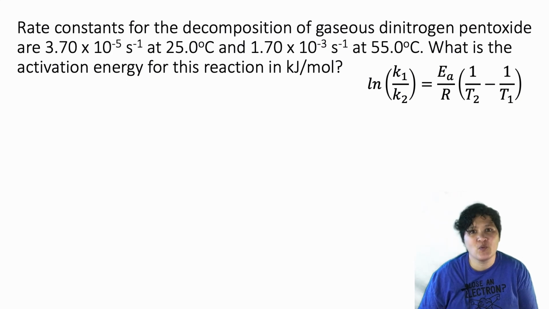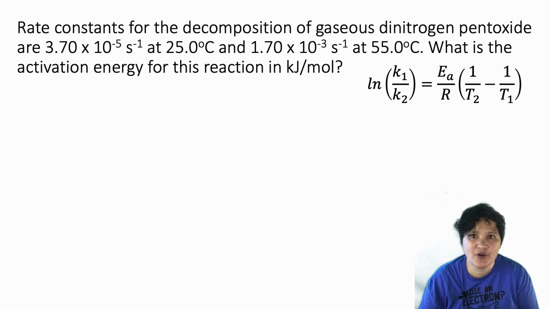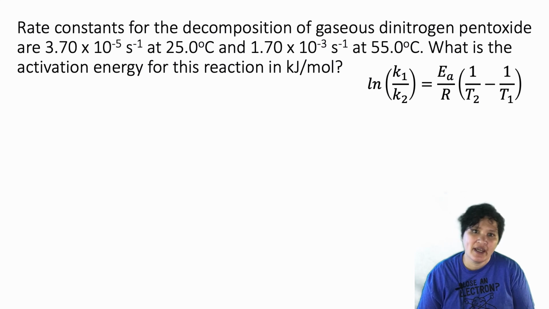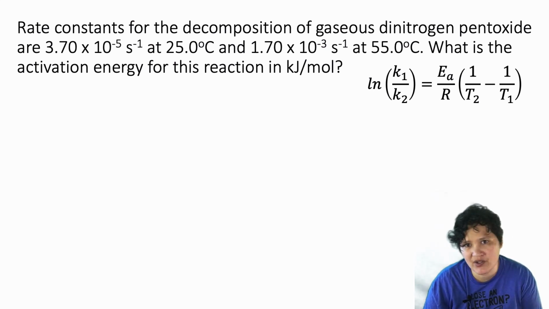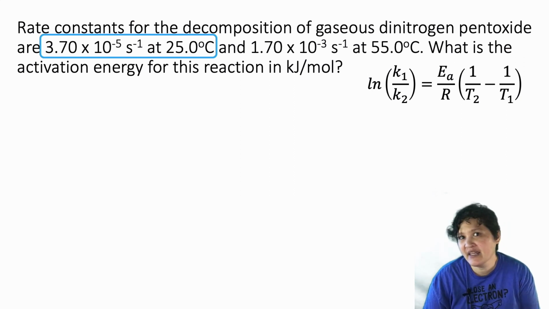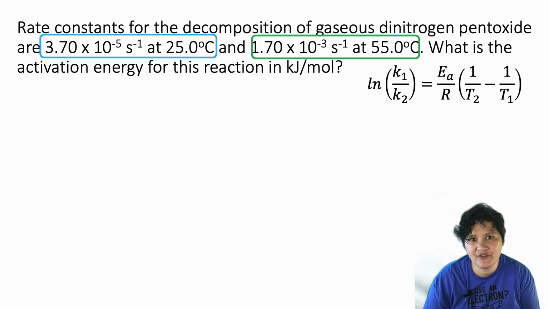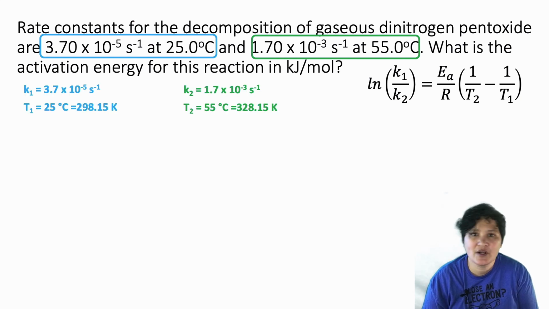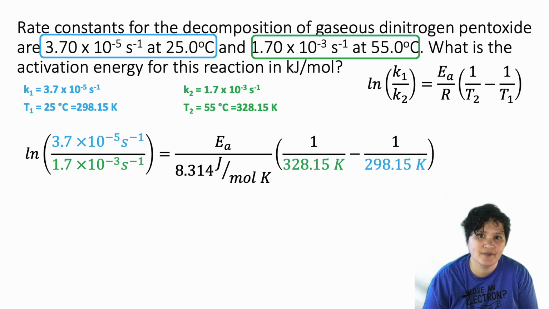So let's do one more problem. In this problem, we're going to find the activation energy. And again, we're going to start by looking for our K, T pairs. Here's one pair that's associated with 25 Celsius, and here's a pair that's associated with 55 Celsius. Let's plug all of that information into our equation and see what we can simplify.